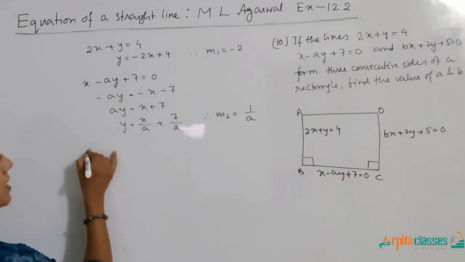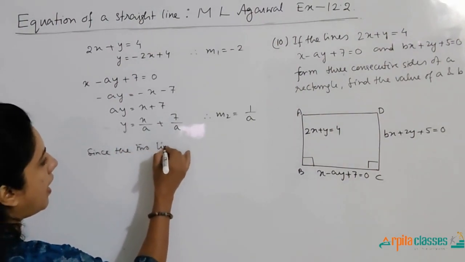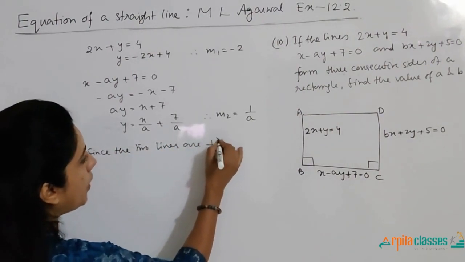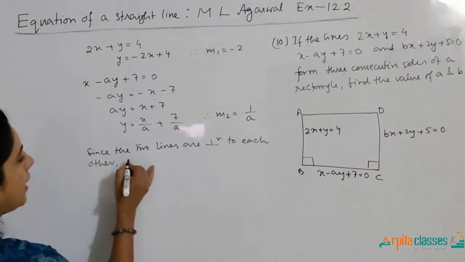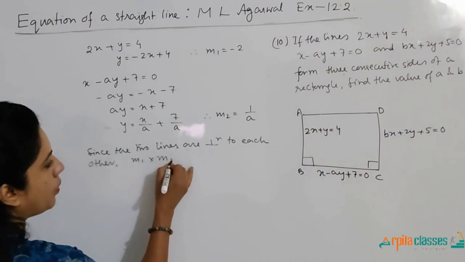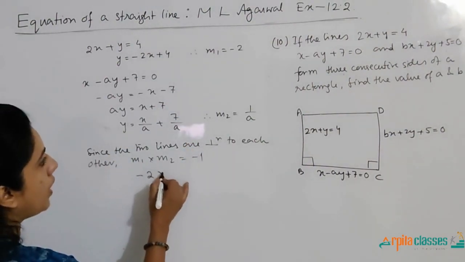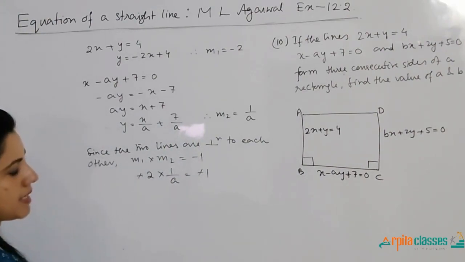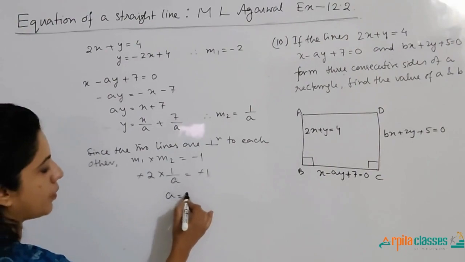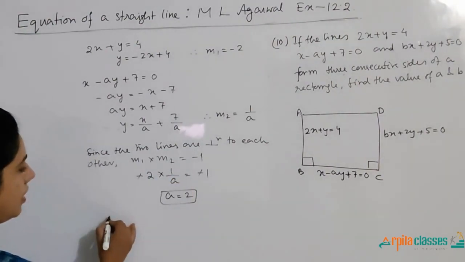Right? Now, since the two lines are perpendicular to each other, we'll write m1 into m2 is equal to minus 1. Now your m1 is minus 2, m2 is 1 upon a is equal to minus 1. Minus and minus gets cancelled. Get a this side, a is equal to 2. So we got the value of a. Right?